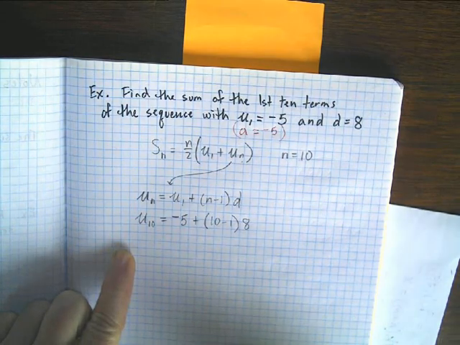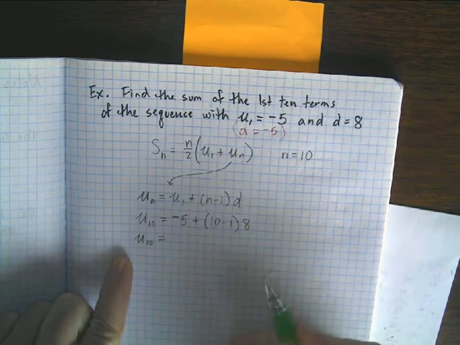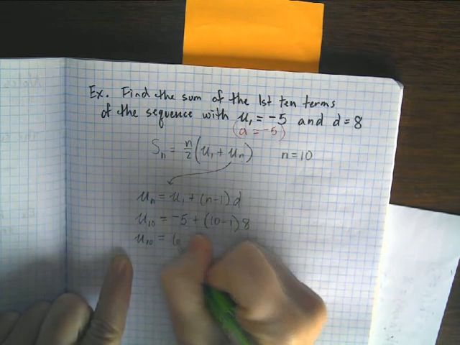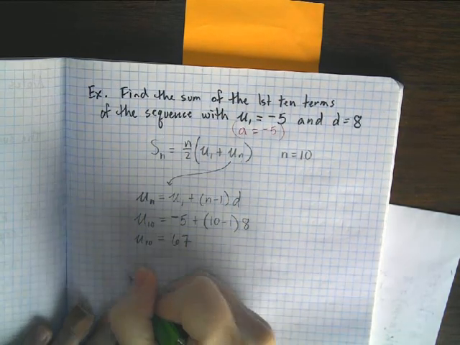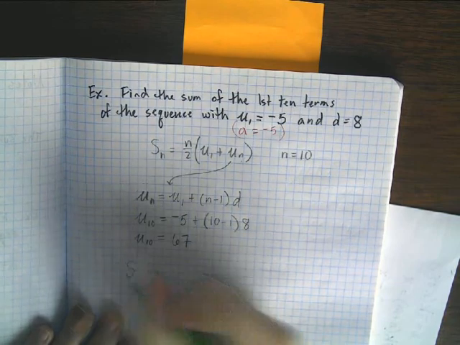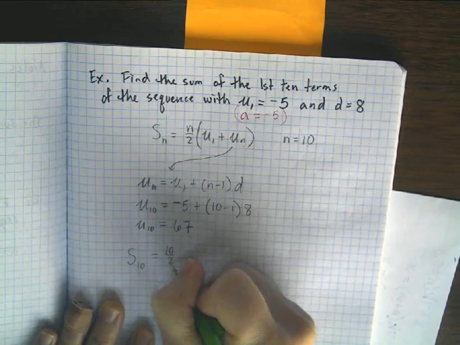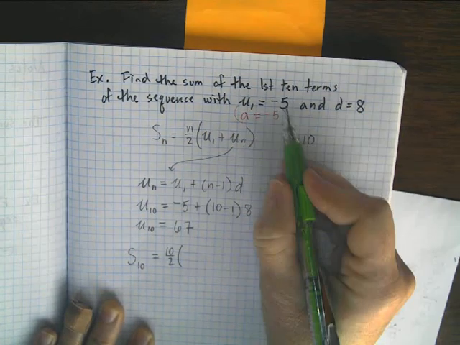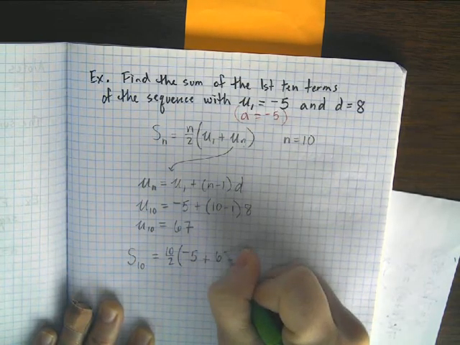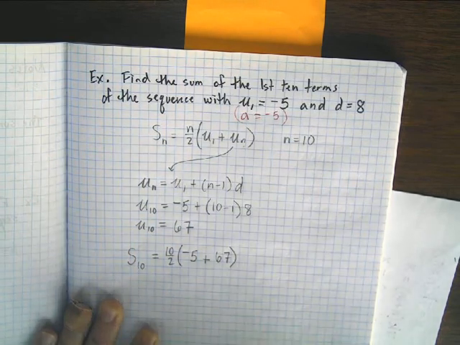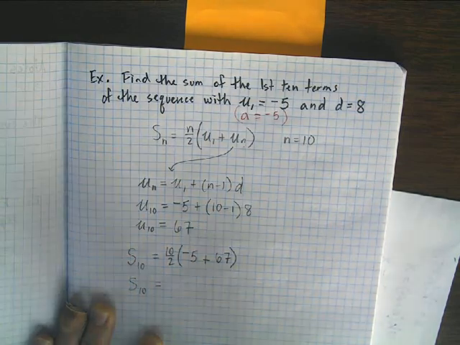Okay, so I can simplify that, and if I stick that into my handy-dandy calculator, I get u sub 10 is equal to 67. Okay, so now I can go back and figure out the sum of my sequence. The sum of the first 10 terms is going to be equal to 10 over 2, the first term, which we already knew was negative 5, and the last term is 67. And so I can simplify that, and if I put that into my calculator, I get 310.